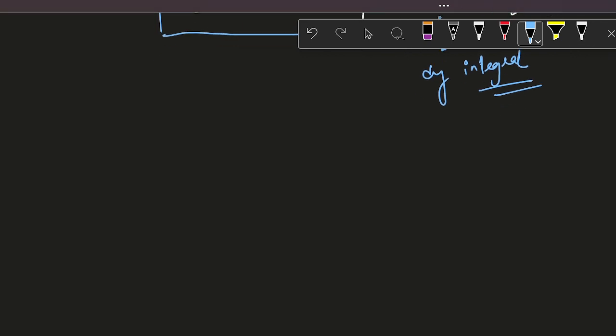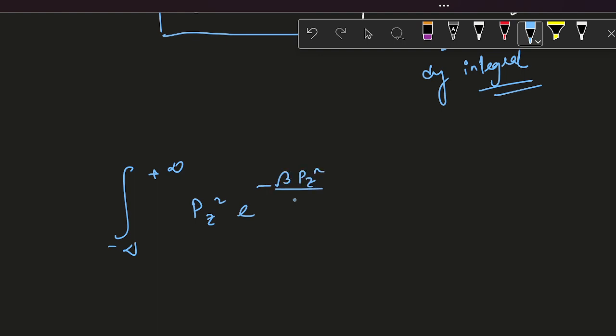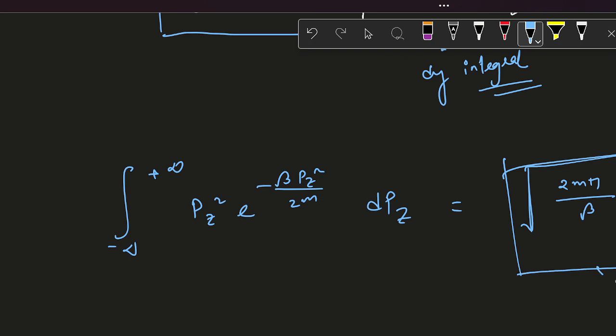First of all, let us try to solve for the pz part. So the pz integral is nothing but minus to plus infinity pz squared e to the power minus beta pz squared by twice m dpz. So this is just a simple Gaussian, you know the formula, that this is just root over pi by beta by twice m, that is root over 2m pi by beta. So this is coming from your dpz integral.